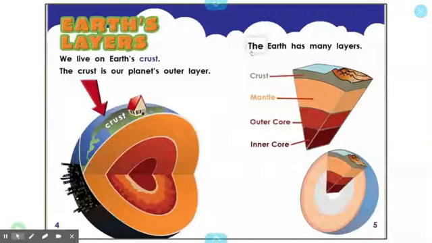The Earth has many layers. The crust is on the outside, the mantle is underneath it. And then when you get toward the center of the earth, you have the outer core, and the inner core is the very center of the earth. And you are going to see these vocabulary words in some of our knowledge lessons that we do.